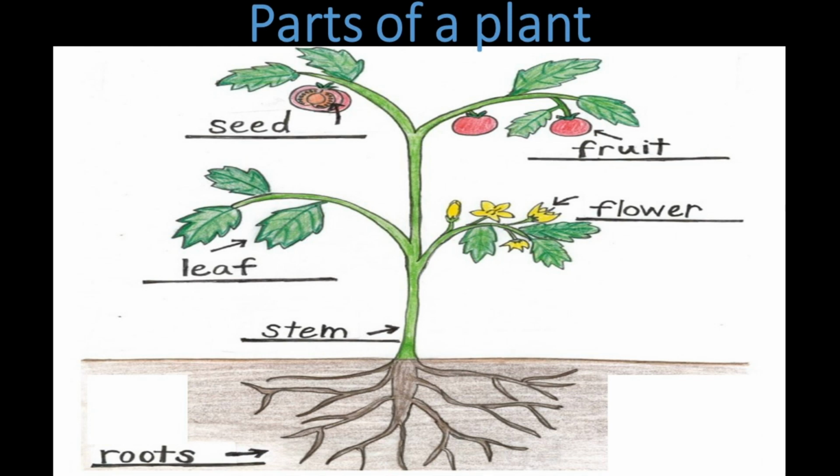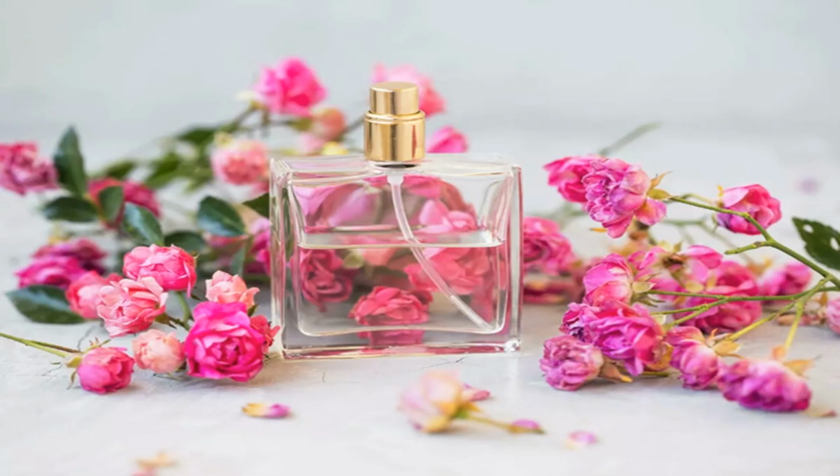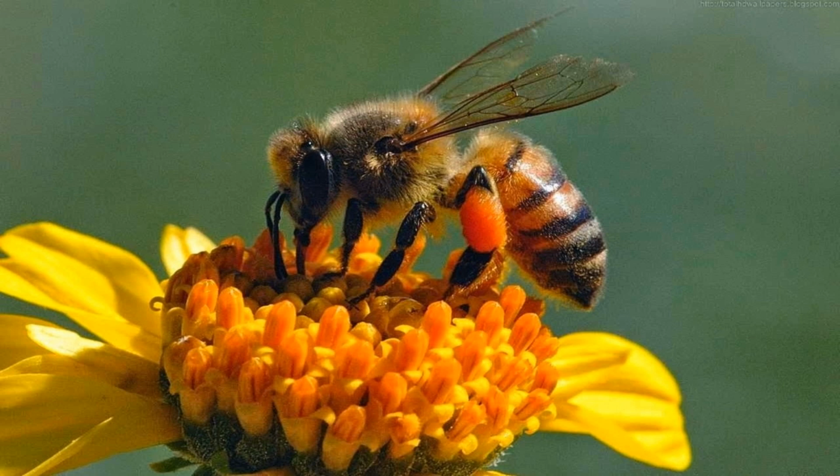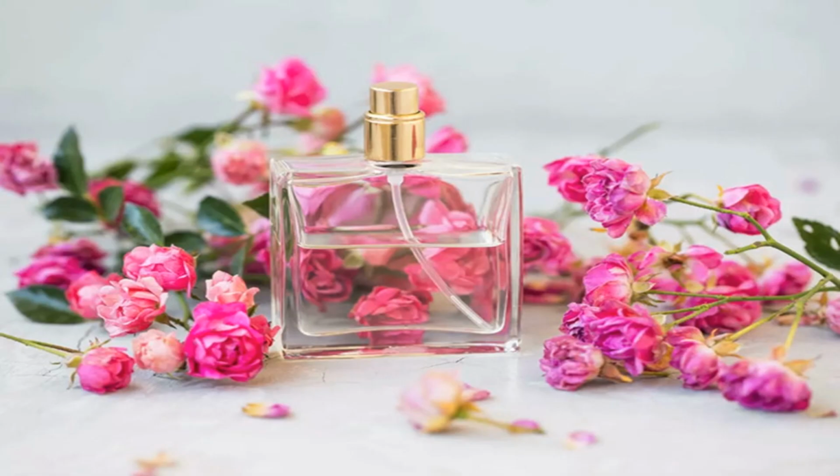Flowers. Flowers add beauty to the plant. They are of different colors. Flowers are pretty and they have a fragrance which attracts bees to a flower. Bees suck nectar from flowers and help in pollination. Flowers are used for decoration and to make perfumes. Fruit. A fruit grows from a flower. Fruit contains seeds which help in the growth of a new plant.